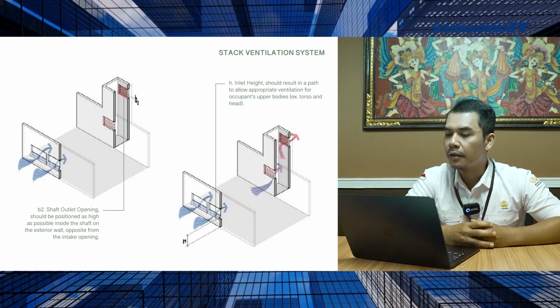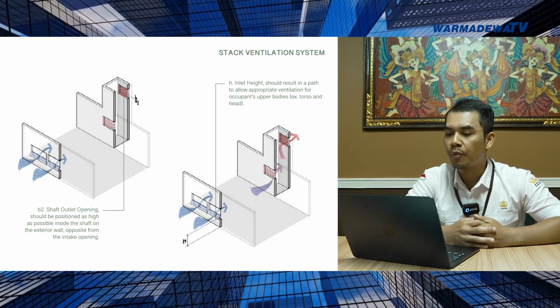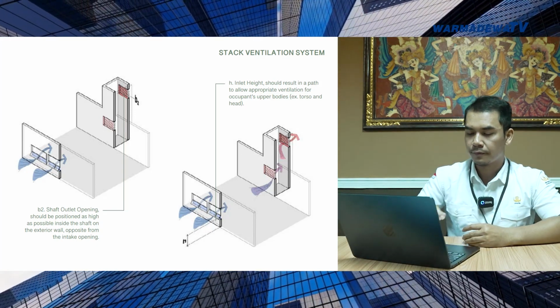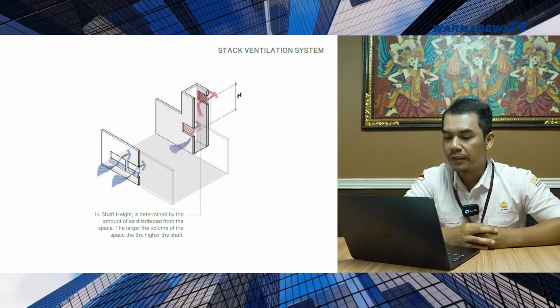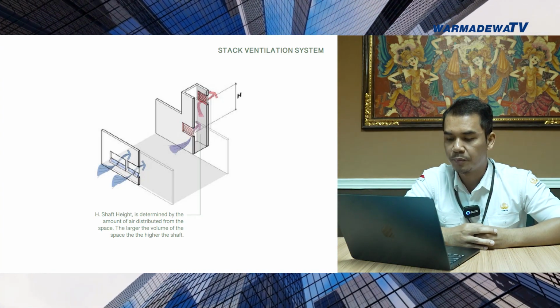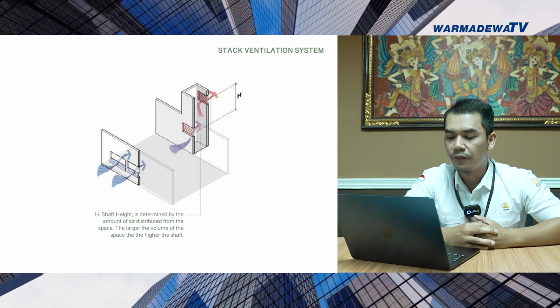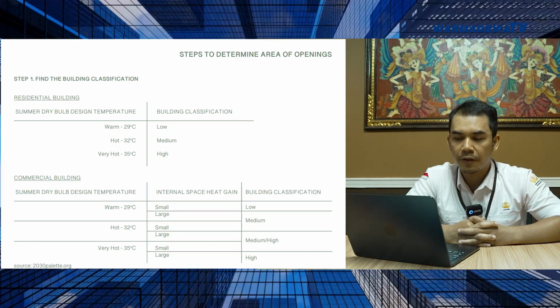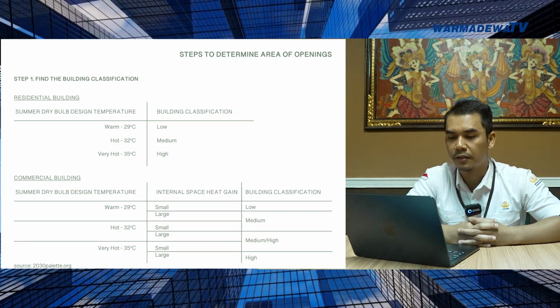The inlet height should result in a path to allow appropriate ventilation for occupants' upper bodies. Now, in this image, you can see that the shaft height itself is determined by the amount of air distributed from the space. The larger the volume of the space, the higher the shaft. Okay, so how can we determine the area of openings within a stack ventilation system?